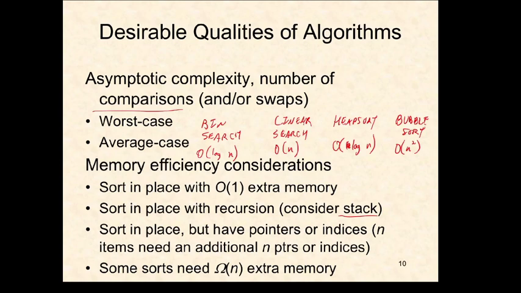And some sorts just need a lower limit that says big omega, at least n extra memory. So some sorts need some extra memory, and we'll look at how that happens with quicksort when we talk about the recursion. We'll talk about merge sort and its recursion and its extra memory for doing the merge step. So we'll look at how some sorts require extra memory.